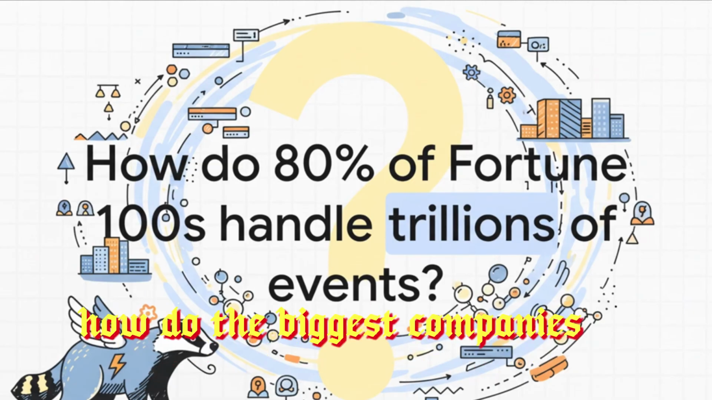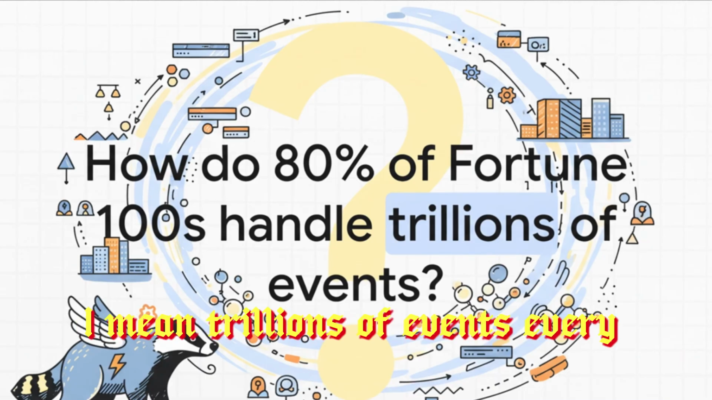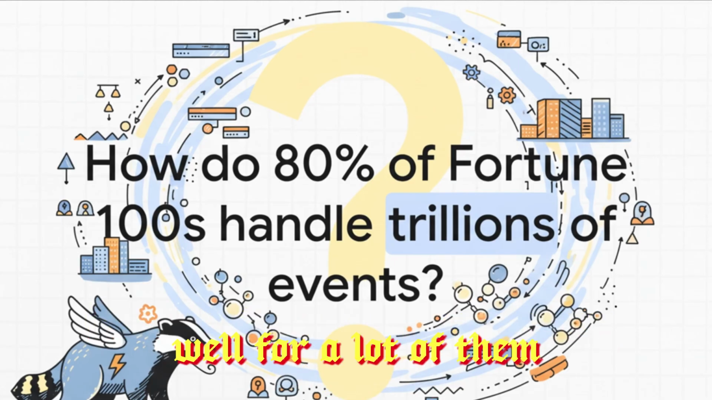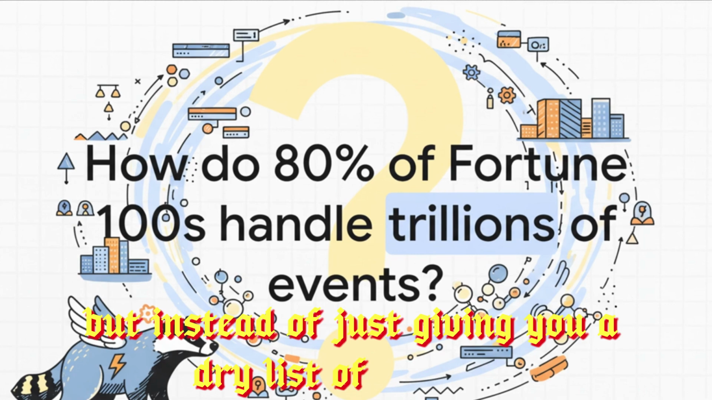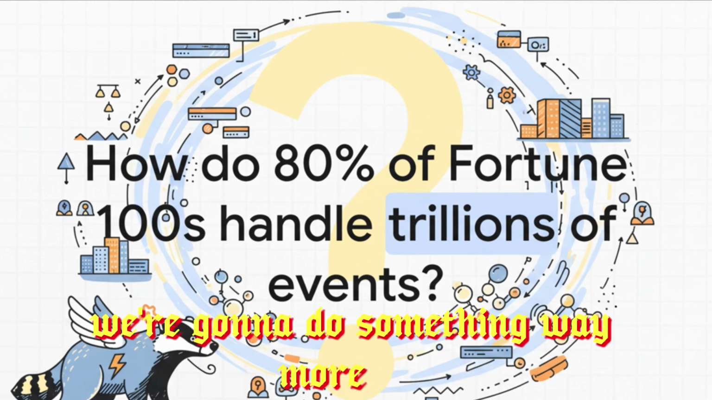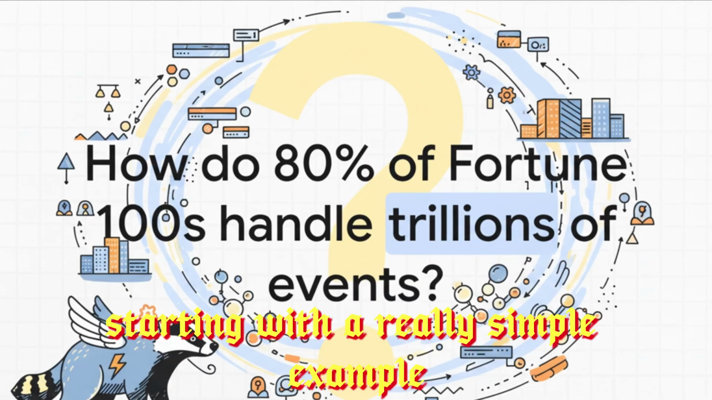How do the biggest companies on the planet, we're talking 80% of the Fortune 100, deal with just an insane amount of data? I mean, trillions of events every single day. Well, for a lot of them, the answer is Apache Kafka. But instead of just giving you a dry list of features, we're going to do something way more fun. We're going to invent it ourselves, starting with a really simple example.